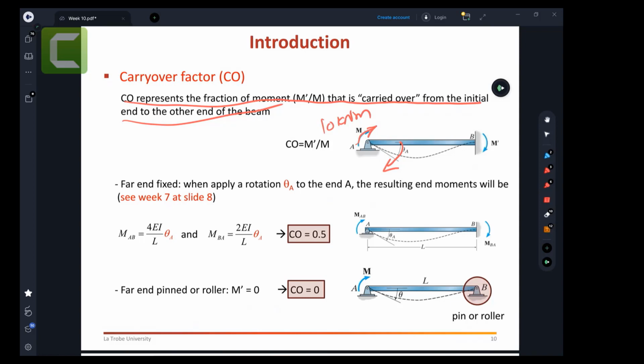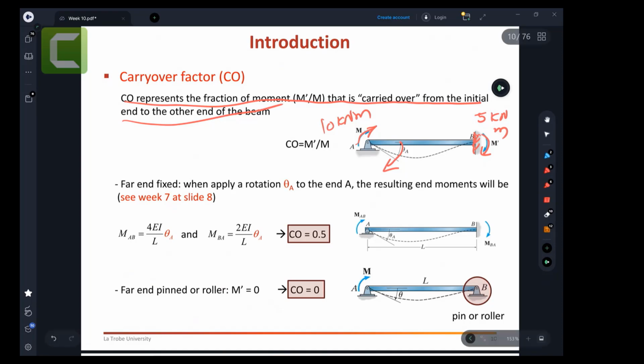Now, because of the fixed support here, it will create a reaction moment. This joint will try to resist. When you apply 10 kilonewton meters and the other end is fixed, it can have only 5 kilonewton meters of resistance. So the moment carried to the other end is 5 kilonewton meters. If you are applying 10 kilonewton meters at joint A, by the time it reaches joint B it has become 5 kilonewton meters. That was the resistance or reaction force you are getting. So the carryover factor for the fixed support is 0.5.